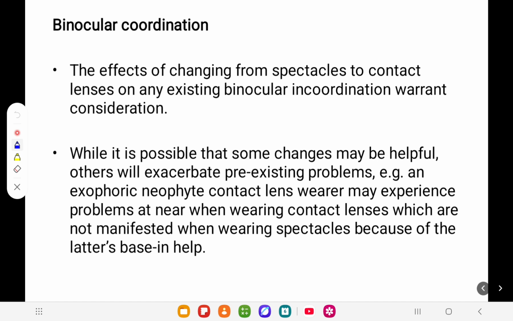It's dependent on the refractive error, but definitely there are binocular coordination changes when we shift from spectacle to contact lens. That's why we have to understand these small things, but it's very important. Yes, the spectacle gave a base in or base out effect. With contact lens, there is no base in base out effect, because the contact lens moves with the eye. It always moves with the eye, so there is no base in or base out effect. Whether if there is something, it's negligible. Yes.